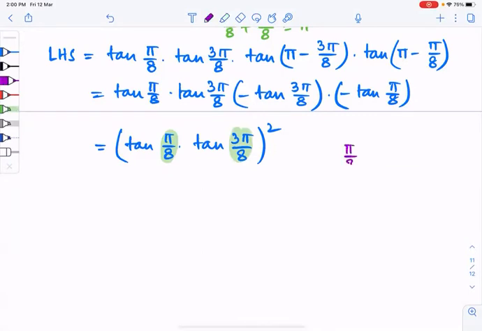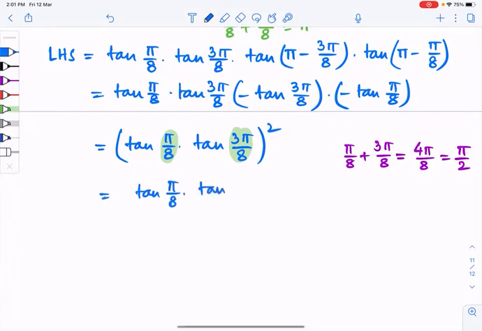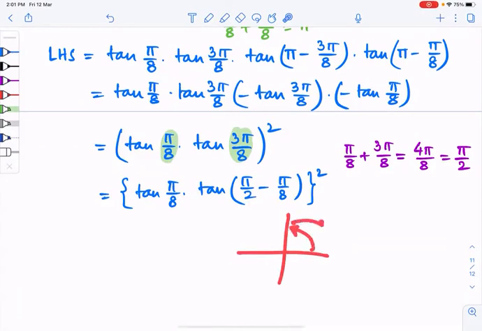Pi by 8 plus 3 pi by 8. What do I get? We get 4 pi by 8, which is pi by 2, and pi by 2 is 90 degrees. So I write it as tan pi by 8 into tan 3 pi by 8. In place of that, I will write pi by 2 minus pi by 8. So you see, instead of using degrees, I am just using the pi radian here. And you have to understand pi by 2 is 90 degrees. So 90 degree minus something.